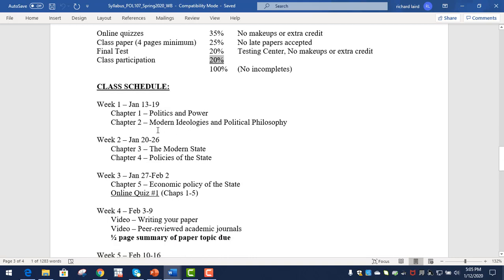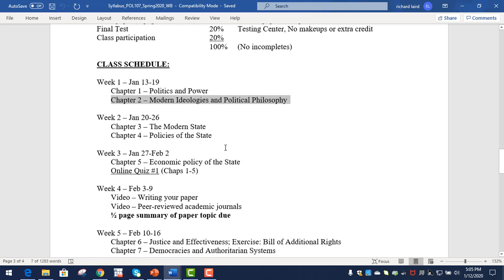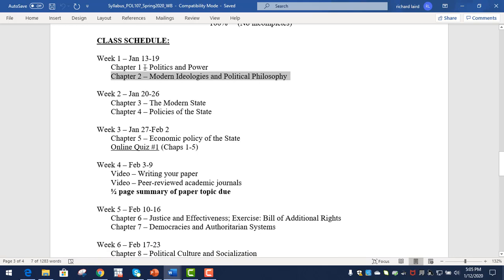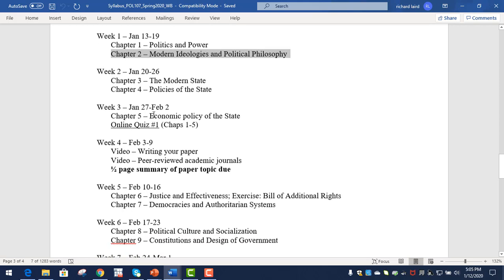So as far as class schedule goes, the first week starting up today is chapters 1 and 2, Politics and Power, and looking at the basic intro to modern ideologies and political philosophy. So I won't go into this in detail, but that's what we're looking at as far as the chapter breakdown. As I said, 2 chapters. Each one of these chapters will have a video lecture to it. So you'll have 2 video lectures posted on these first 2 weeks.